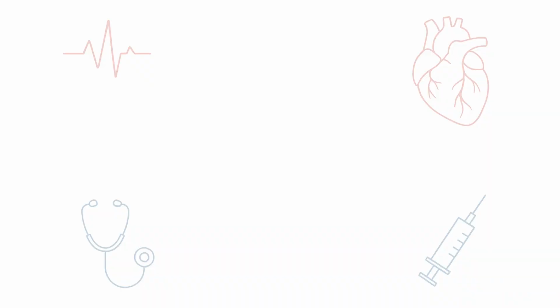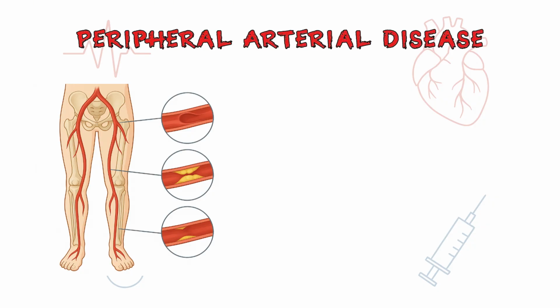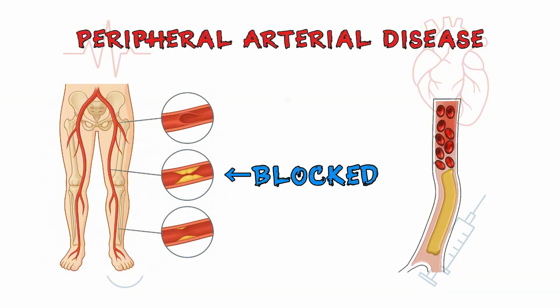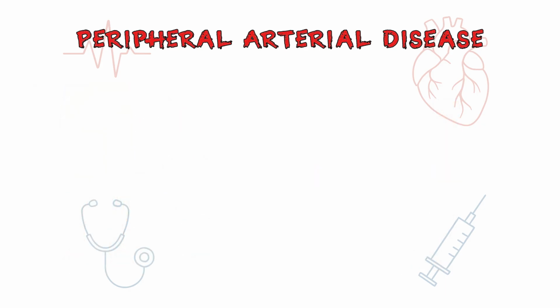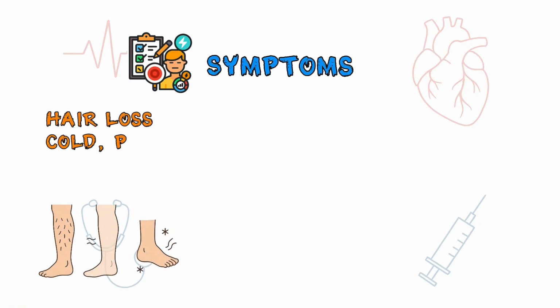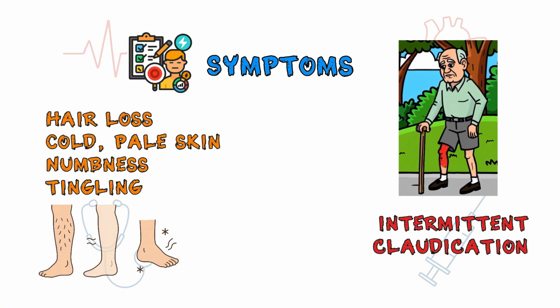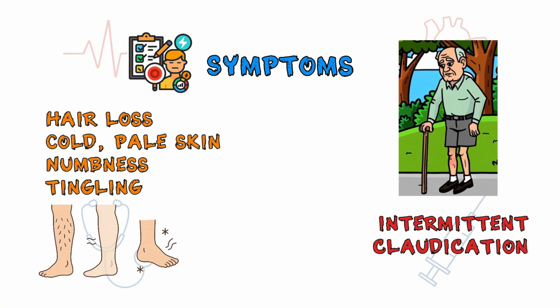Let's begin. Peripheral arterial disease happens when arteries in the leg become narrowed or blocked over time. Think of it like a pipe slowly filling with debris. Less blood can get through and the tissue downstream begins to starve. Common symptoms include hair loss on the legs, cold, pale skin, numbness or tingling. But the classic symptom is intermittent claudication. This means leg pain during walking that goes away with rest.